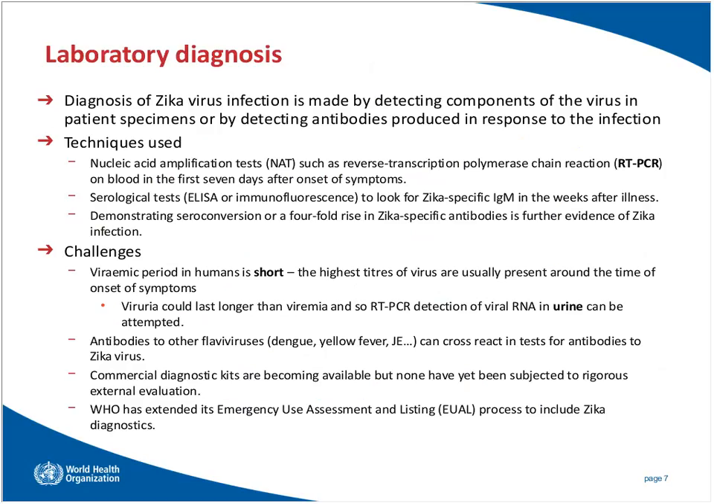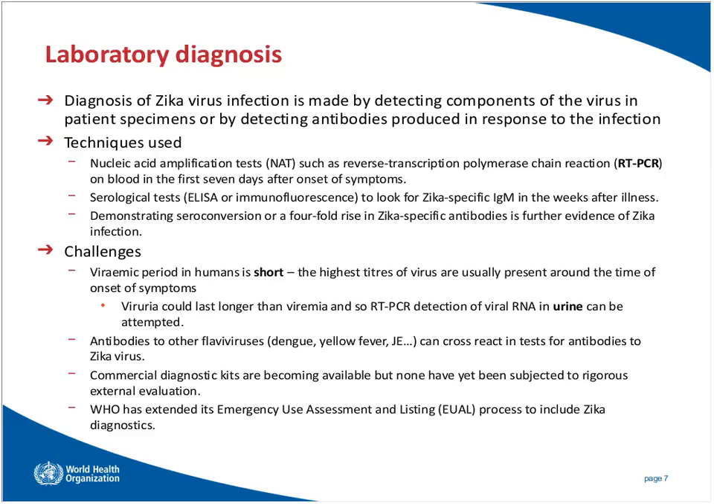So how do we laboratory confirm Zika? The take-home message on this slide is that currently the primary method of detecting Zika virus is through polymerase chain reaction, basically RT-PCR. You can also use serological tests, ELISA or immunofluorescence, to look for Zika-specific antibodies like IgM in the weeks after a person's illness. Another way to confirm is to demonstrate a seroconversion or a fourfold rise in Zika-specific antibodies right after infection. Another take-home message is that there are many challenges in confirming laboratory diagnosis. The first challenge is that in humans, the viremic period is very short. The highest titers of virus are usually present around the time of onset of symptoms.